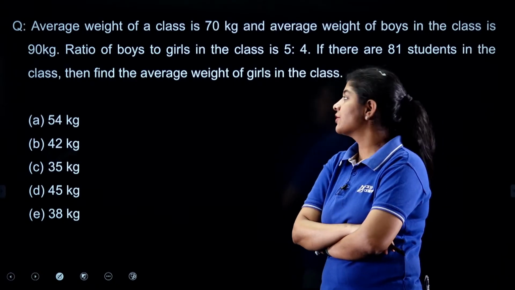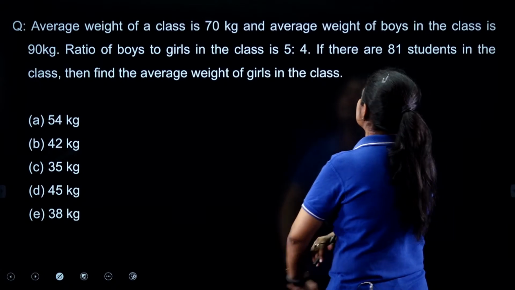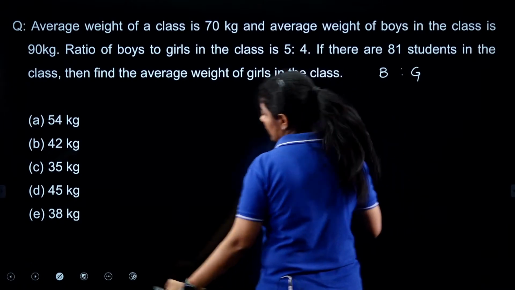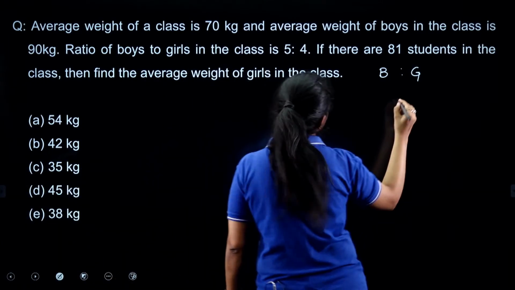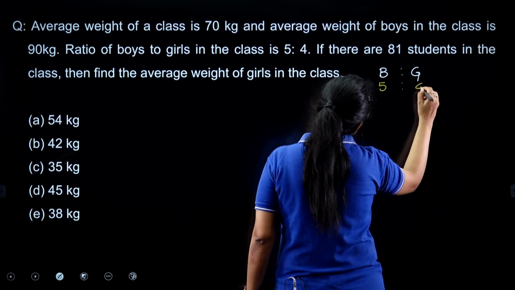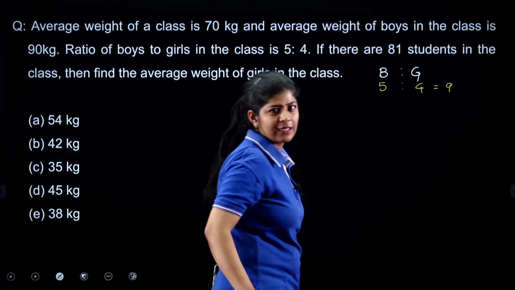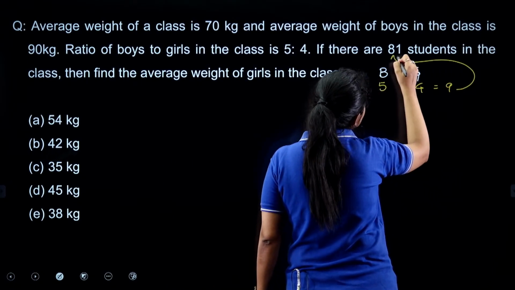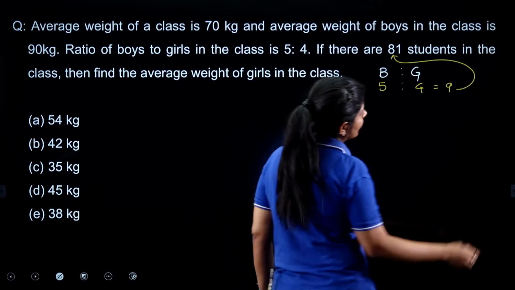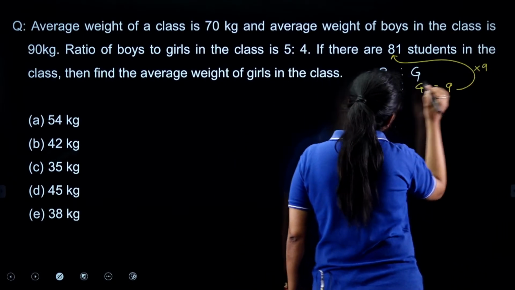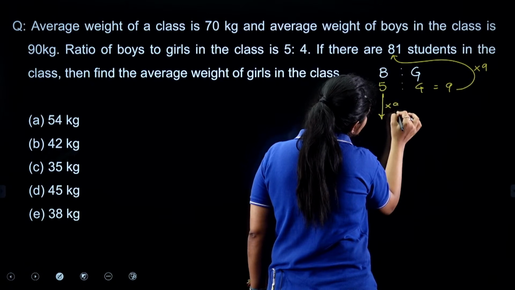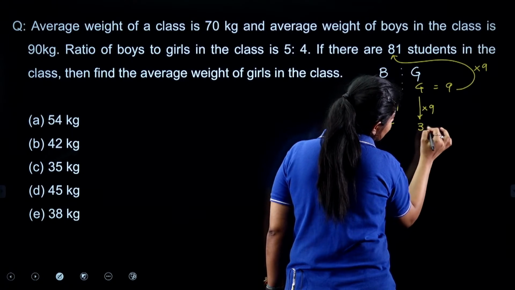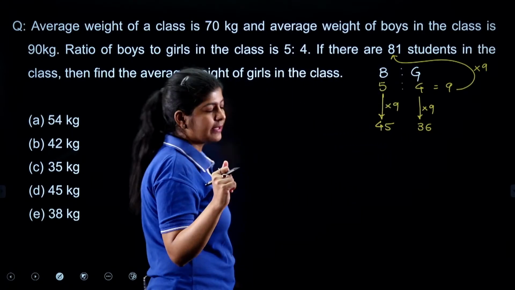Let's start with the ratio. The ratio of boys to girls in the class is 5:4. That means in total I have 9 students in the class, or a multiple of 9. But according to the question, the number of students is 81. That means it is present on the multiple of 9. So the number of boys in the class is 45 and the number of girls in the class is 36, right? This is the actual number that we got.